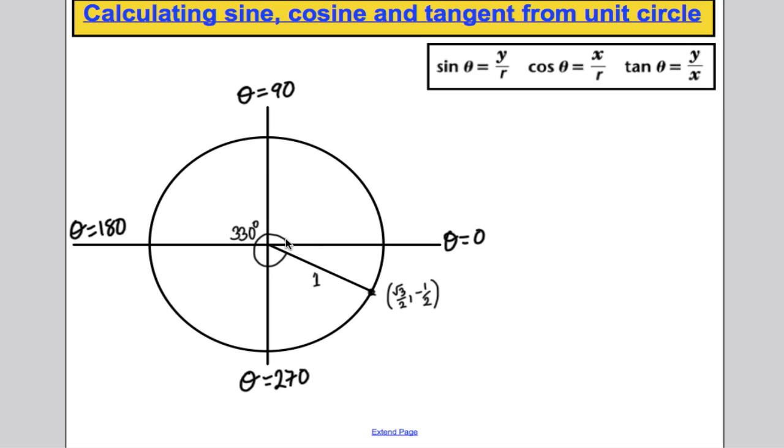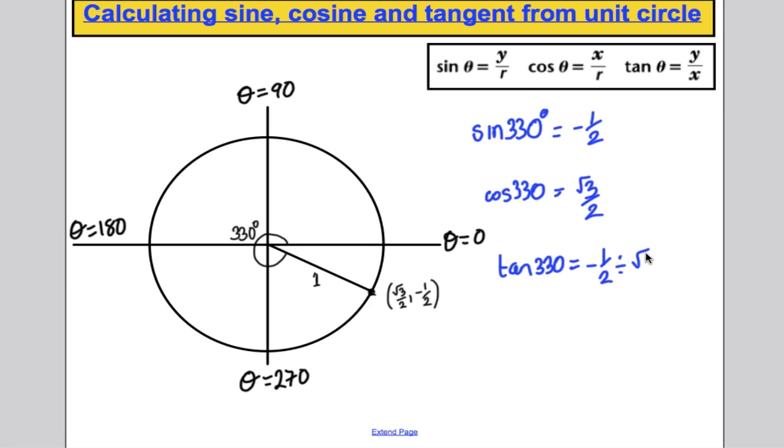And taking our last one here, we have come all the way around to 330 degrees, and we can say that sine 330 degrees must be equal to the y number divided by the radius, which will turn out to be minus a half. You can say that cos 330 is the x number divided by the radius, which is root 3 over 2, and tan 330 would be equal to the y number divided by the x number, which would be negative a half divided by root 3 over 2, which would be equal to negative 1 over root 3, or if we rationalise it, negative root 3 over 3.